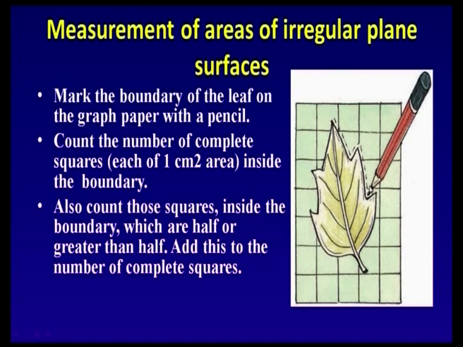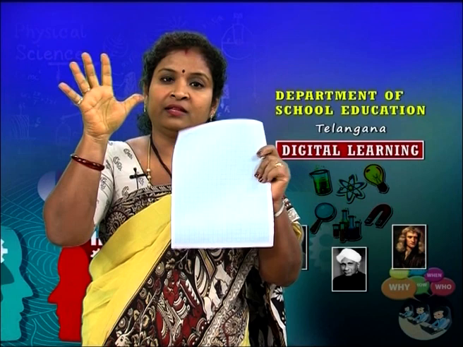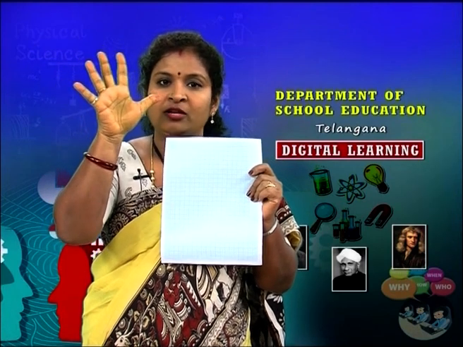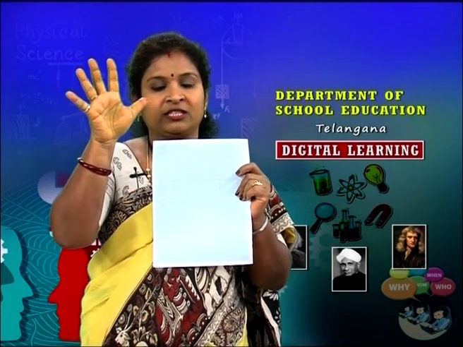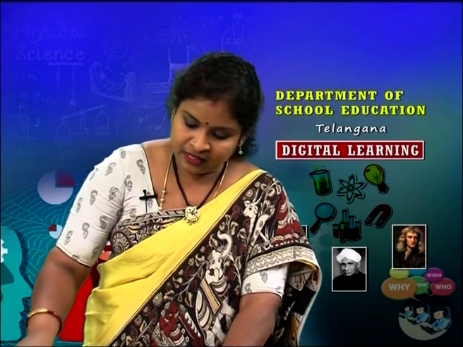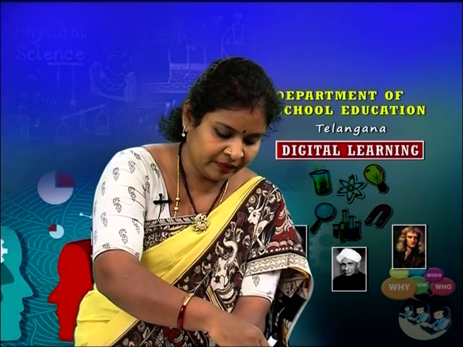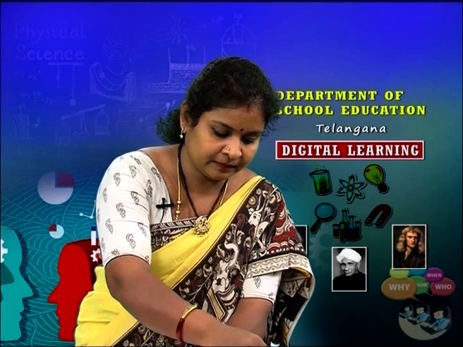Now, in your textbook, children, there is a project given. How will you find the area of your palm? How will you find? By using this graph paper, because even your palm is also an irregular object. So, what you are going to do? Take the palm, put it on your graph paper and draw the outline. Draw the outline by using a pencil.